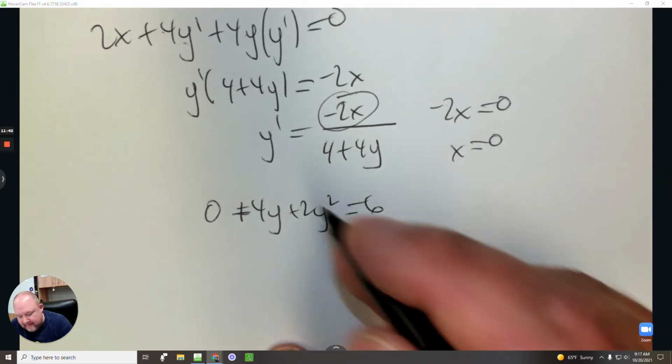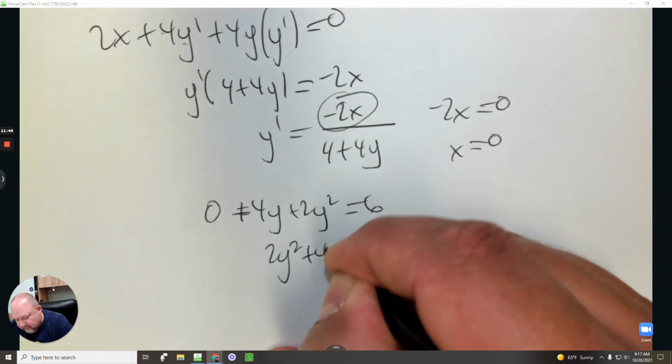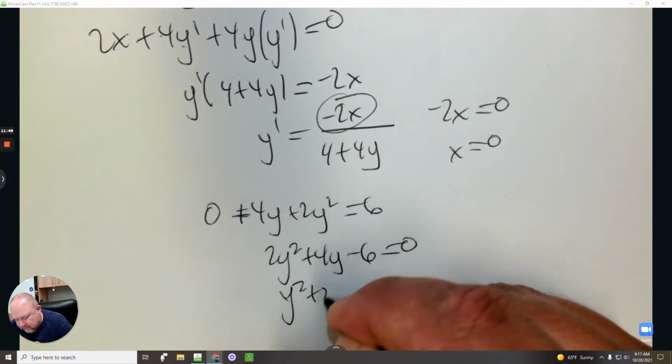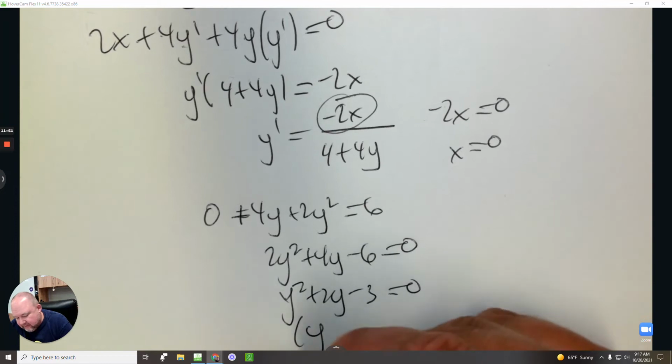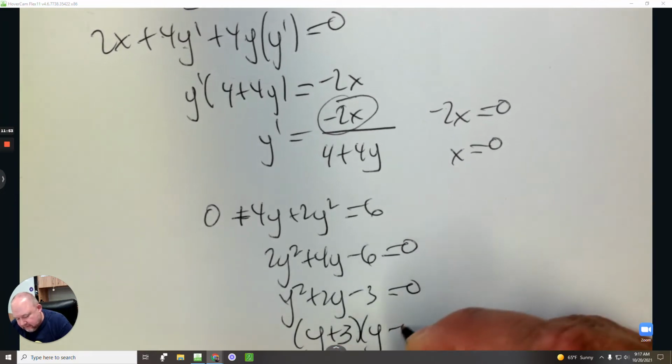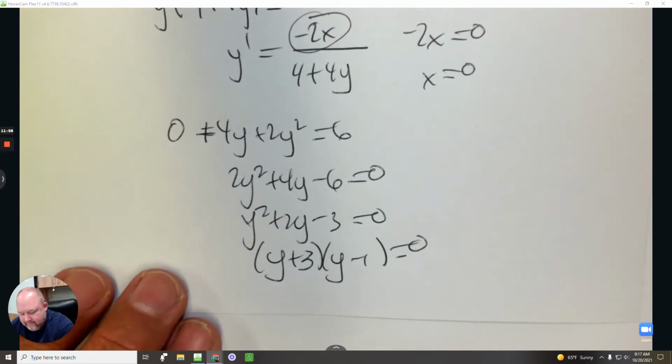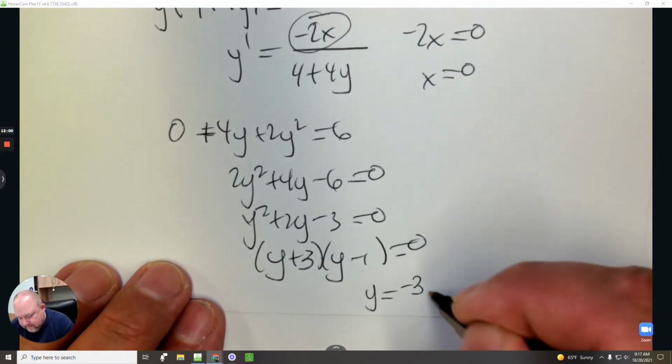This is a quadratic equation. So I have 2y squared + 4y - 6 = 0. Divide by 2, and then you can factor it and solve it. So it's positive 3 and negative 1. So the two answers for y are negative 3 and 1.